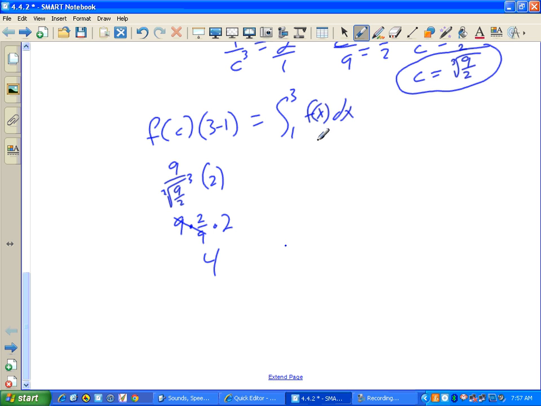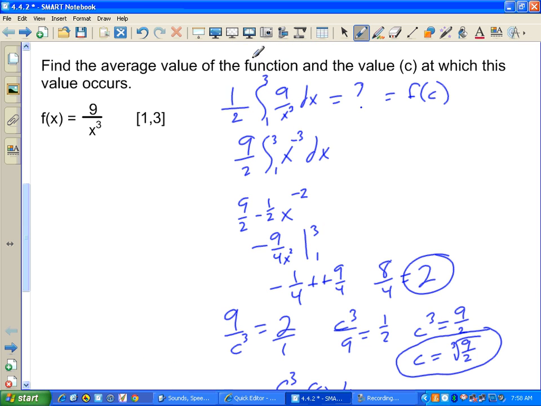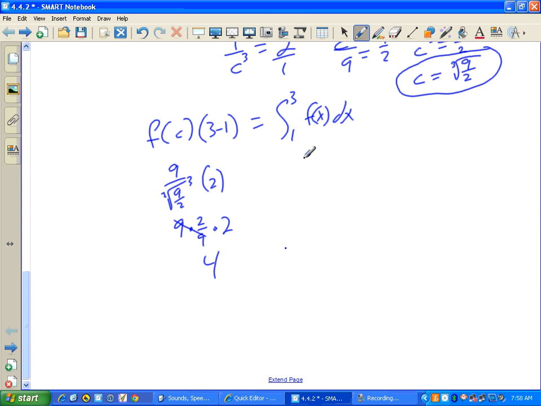Let's find the value of this area. Okay, and I already integrated this, so I'm going to just use my answer from up above. But I'm going to leave off this 1/2 because that 1/2 was us finding our average value. So if I leave that off, I'm just going to have the integral from 1 to 3, 9 over x cubed dx. Pull the 9 out. Change this to negative 1/2 x to the negative 2, evaluated from 1 to 3.